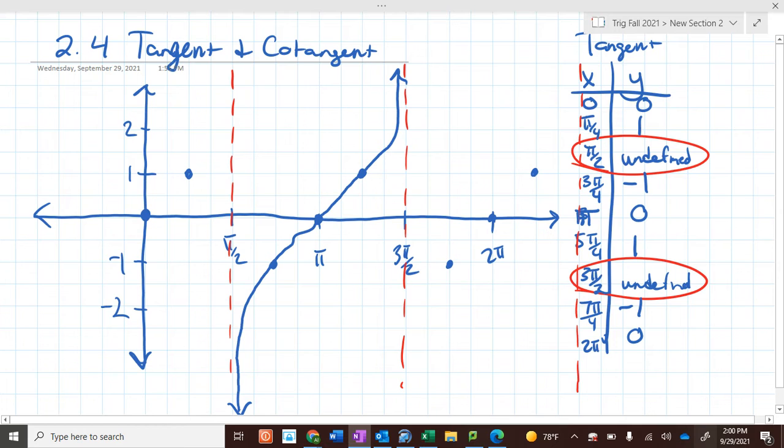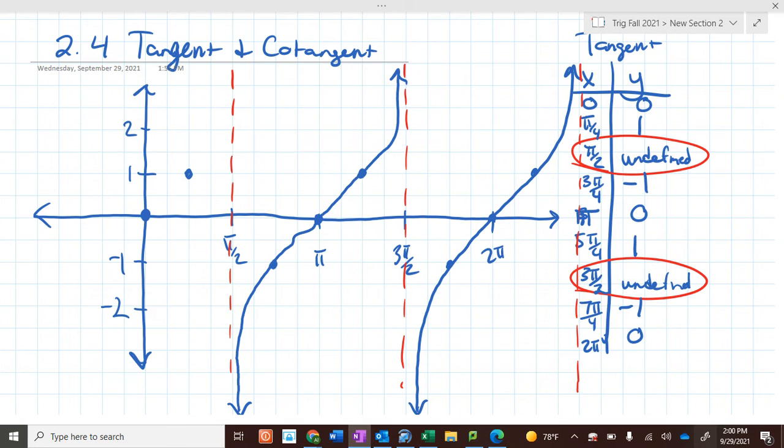No matter where I am on the tangent curve, my slope is always what? Positive or negative? Positive, because it goes up from left to right. So when you do tangent, I want at least two curves done. Two tangent curves. That's what tangent looks like. We good with that? Okay.